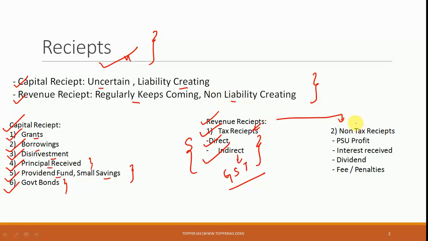The second type of revenue receipts are the non-tax receipts, which include the public sector undertaking profits that they are generating, the interest that is being received, the dividends that are being generated. Dividends are the profits that are being gained on the shares that the government is holding. Another thing is with regards to the fee and penalty which the government is charging. So all of these are regular and they are non-liability creating. That is one characteristic of the revenue receipt.